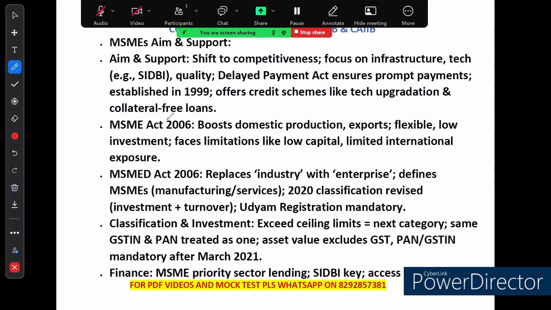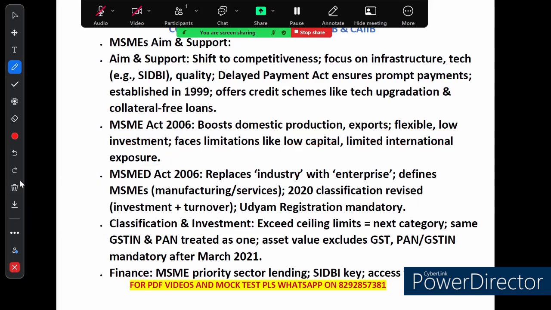Now there is something called the MSME Act 2006. This act encourages domestic production and export, and makes it easy to start with low investment. But there are challenges like limited capital and not enough exposure to the global market. So these are the major challenges here.